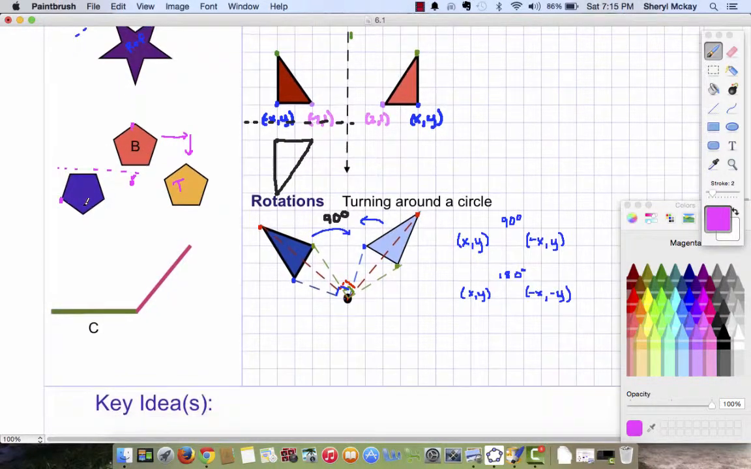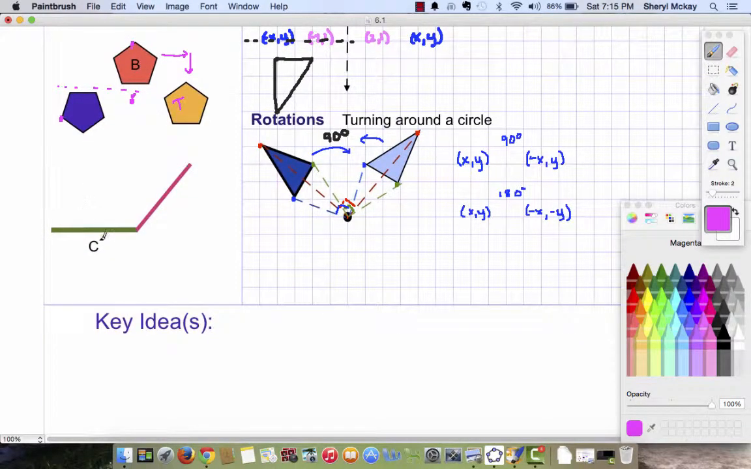And then the last one, C. How did we get from C, this green line, to this pink line? What did we do? Did we reflect it? Did we translate it? Did we rotate it?